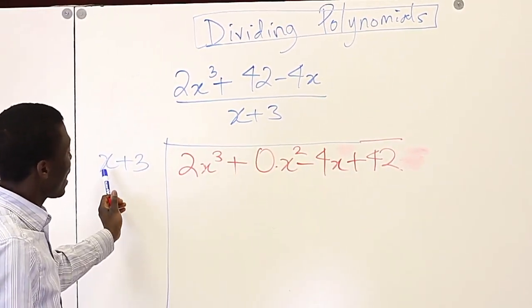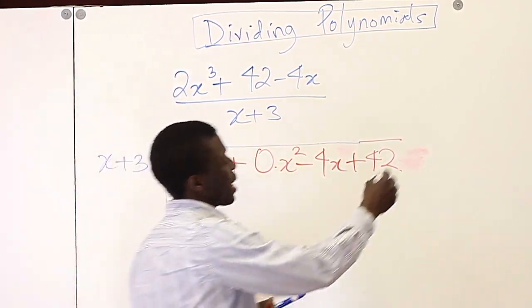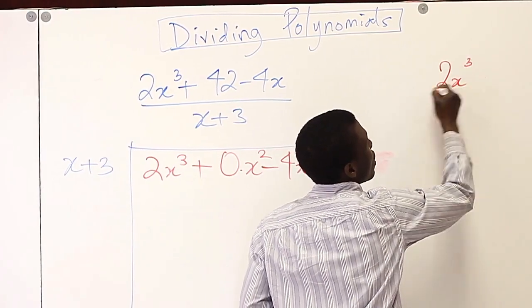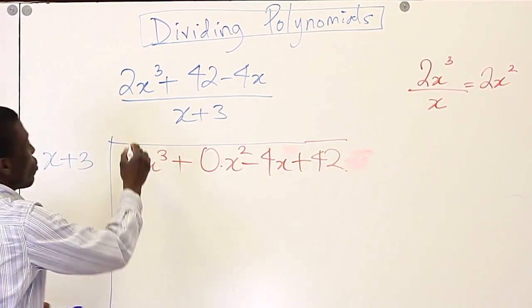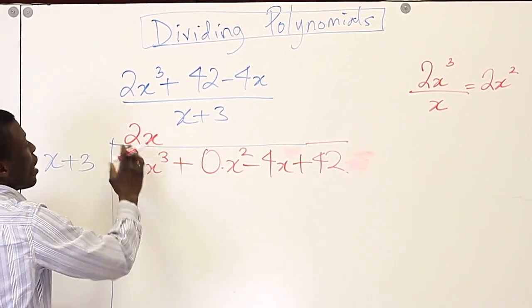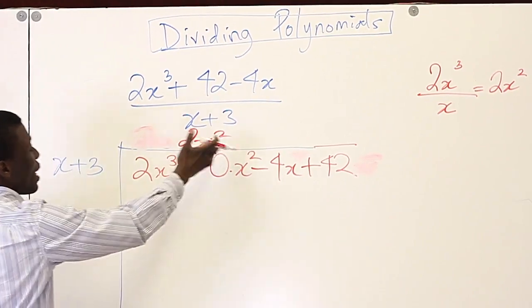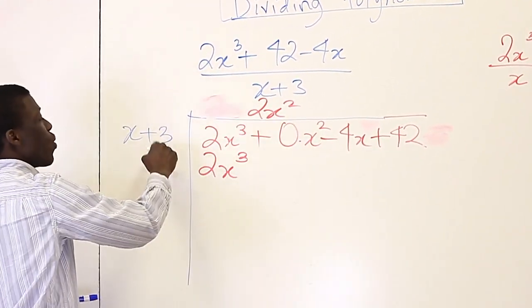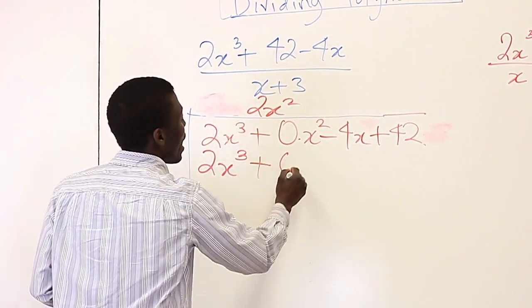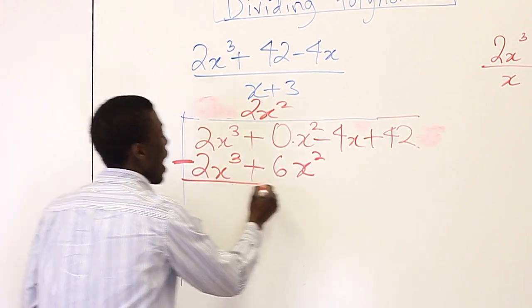So now we take x, and how many times is, if you take 2x cubed and divide it by x, okay? So 2x cubed divided by x, you will get 2x squared, correct? So you go on top, you write 2x squared, okay? And 2x squared times that x, you have 2x cubed, but 2x squared times this 3, we have 6x squared, okay? Now we're going to subtract.